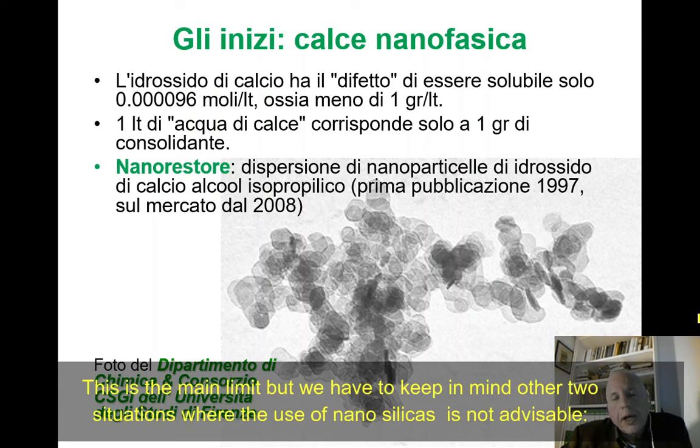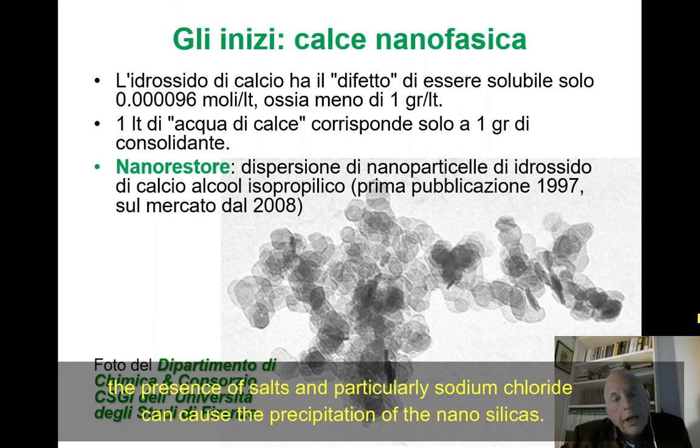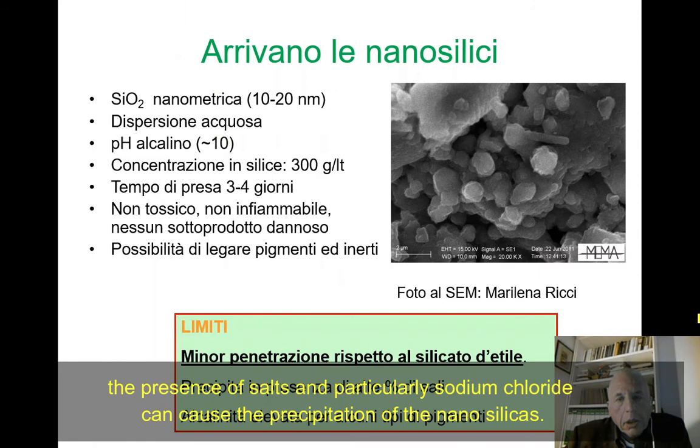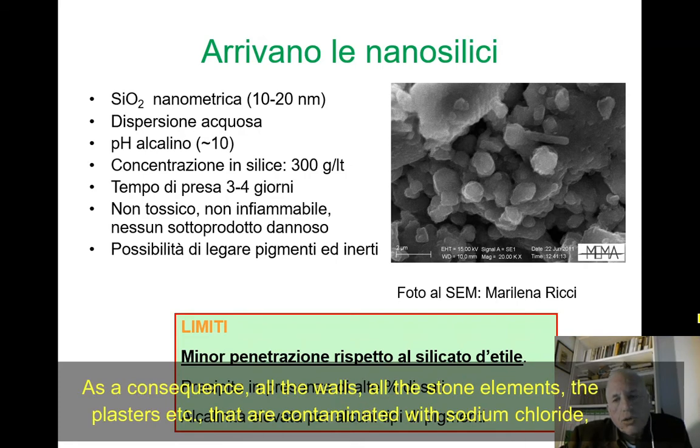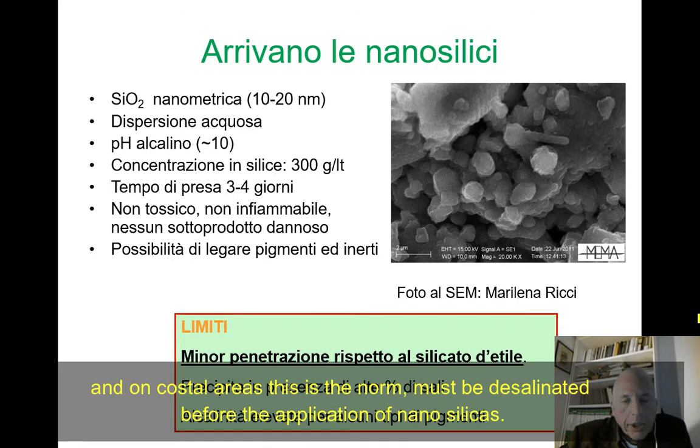This is the main limit, but we have to keep in mind other two situations where the use of nanosilicas is not advisable. The presence of salt, and in particular sodium chloride, that can cause the precipitation of the nanosilicas. As a consequence, all the walls, all the stone elements, the plaster, etc., that are contaminated with sodium chloride, and on coastal areas, as this is the norm, must be desalinated before the application of nanosilica.